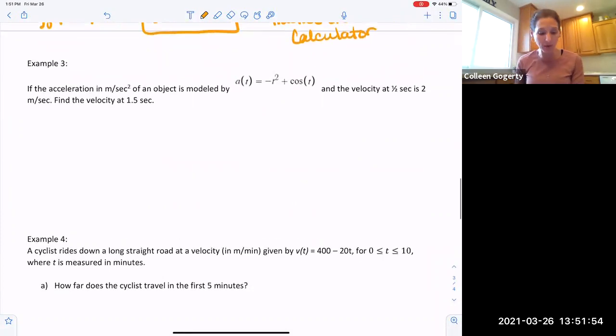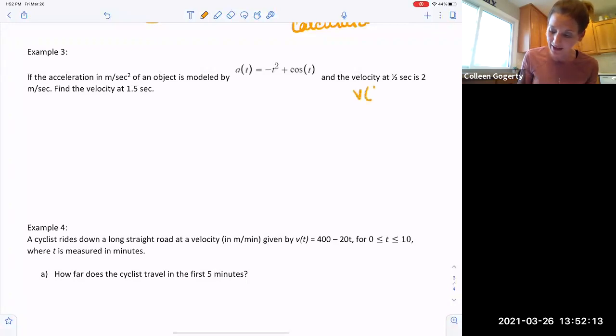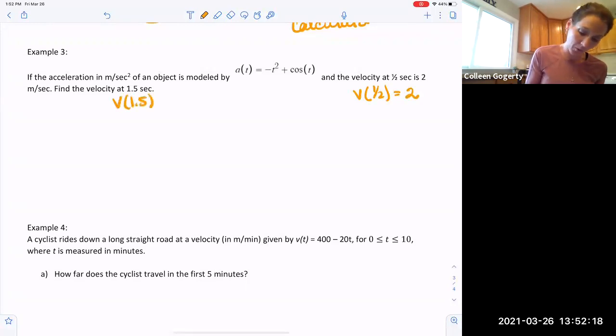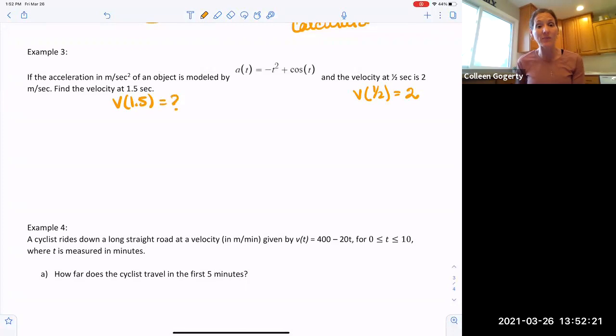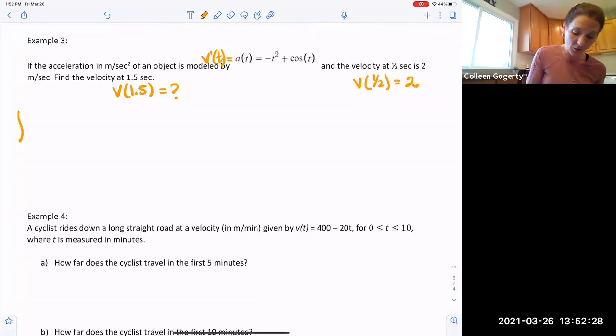So example 3: if the acceleration in meters per second squared of an object is modeled by the acceleration, and the velocity at 1/2 second is 2 meters per second, find the velocity at 1.5 seconds. So this one goes back to being very, very similar to our example 1. They are giving us the information that the velocity at 1/2 is 2. They want to know what is the velocity at 1.5. What's more important here is that acceleration, we know, is the derivative of velocity. So let's make this as short, sweet, to the point as we can.